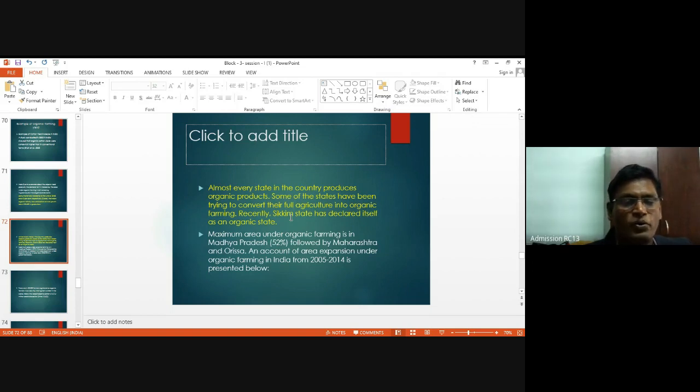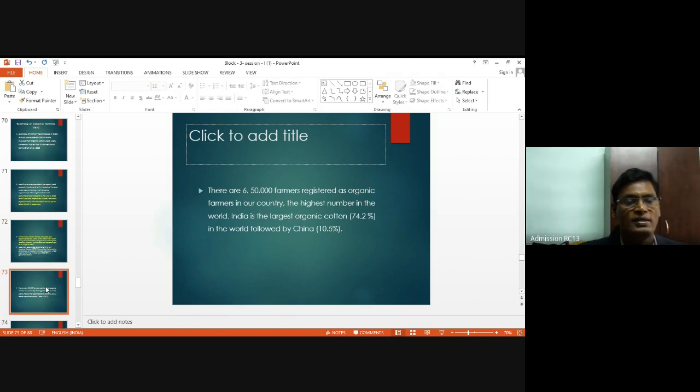Almost every state in the country produces organic products. Some of the states have been trying to convert their entire agriculture to organic farming. Recently, Sikkim has declared itself an organic state. That means Sikkim will concentrate on organic farming rather than chemical farming. That is important in reducing the chemical damage to the environment. The maximum area under organic farming is in Madhya Pradesh, about 50 to 52%, followed by Maharashtra and Orissa. An account of the area expansion under organic farming is presented in the table that you can refer to.